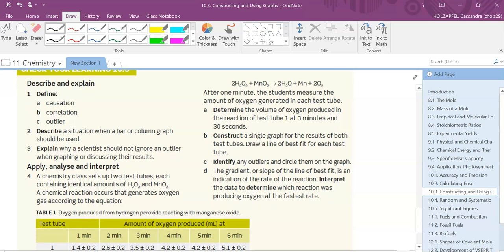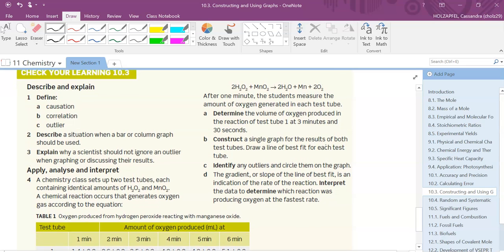Let's do some questions. So define causation. Causation is when something causes something else. Correlation is when the two variables are well matched to each other. So we could have a positive correlation. So that means as one goes up, the other is going up as well. Or we could have a negative correlation. So as one goes up, the other goes down.